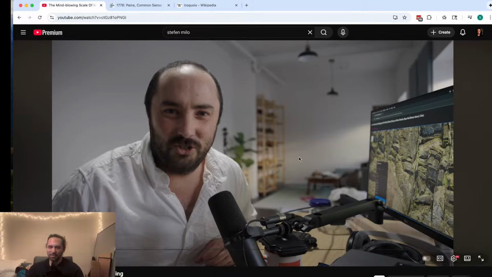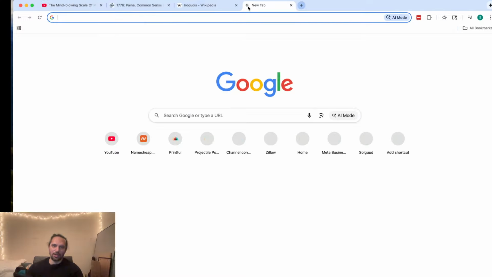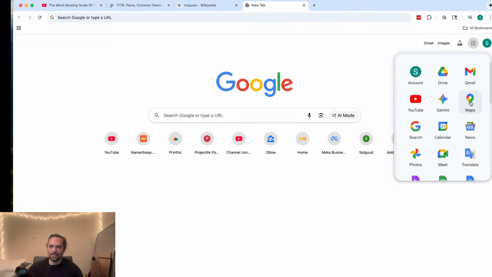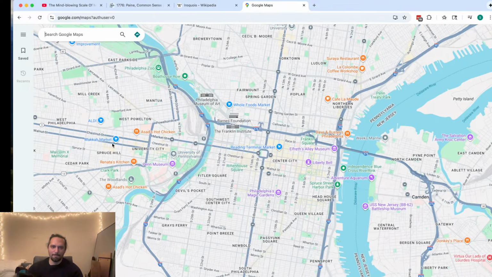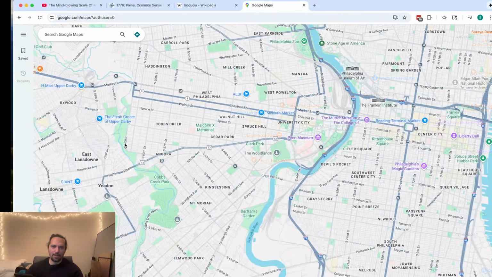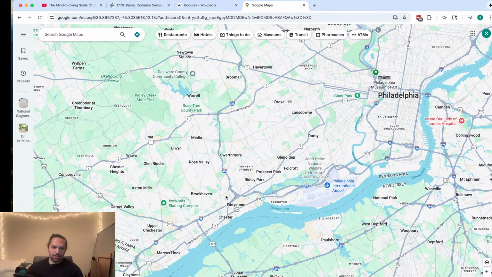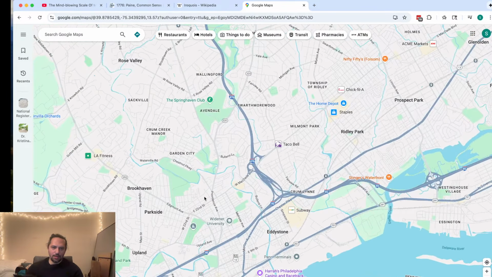I grew up around the Aston, Chester area, so I'll definitely add it to the list. In fact, we could take a quick look at the map here, because I know that's what you guys like to see, right? You want to see the map? Where is Aston? It's somewhere down here, right?